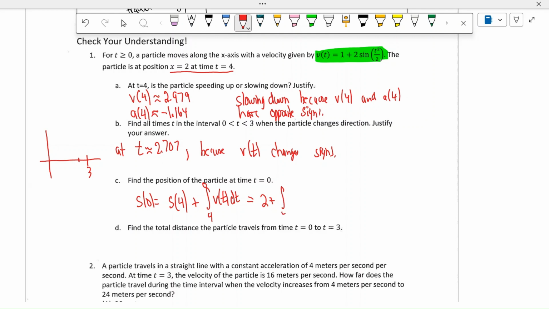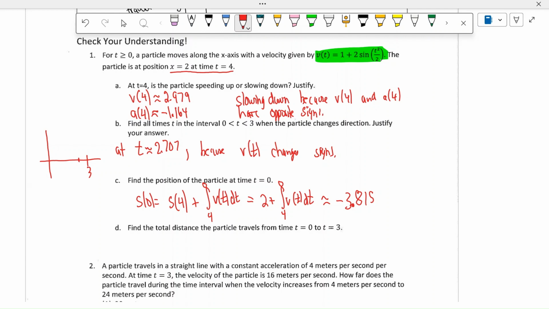plus, and again, it's a calculator active problem, so use your integral function on the calculator to integrate that. Don't try to do this integral by hand. 2 plus that change in position is going to give us negative 3.815 for our position at t equals 0.